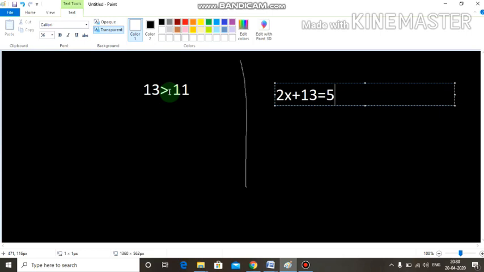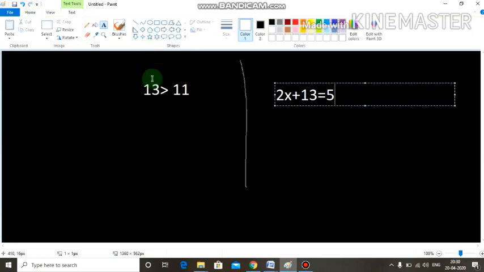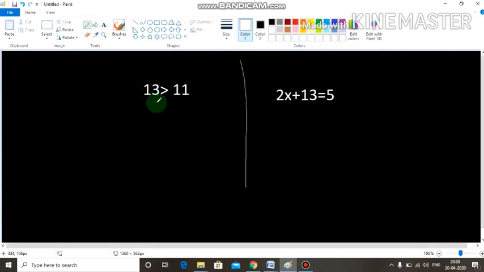So let's go. This is an inequality, and suppose we multiply both sides by a positive number, say the positive number 2. Multiplying both sides by 2, then the left hand side will be 26 and the right hand side will be 22.